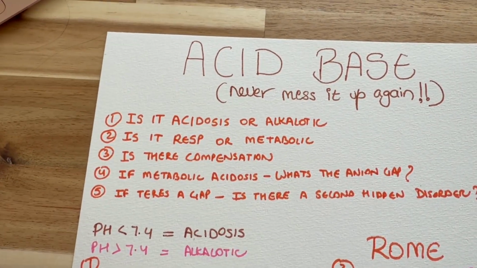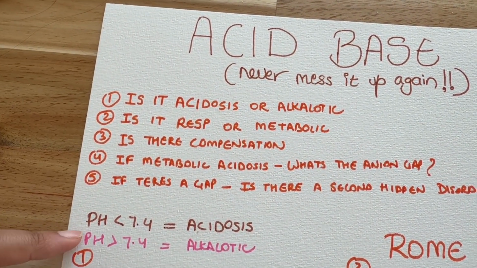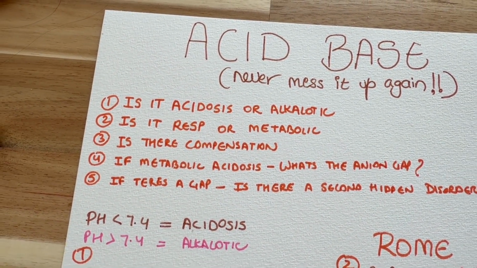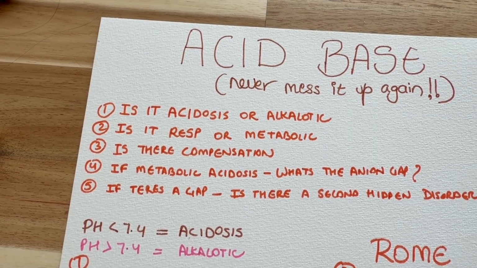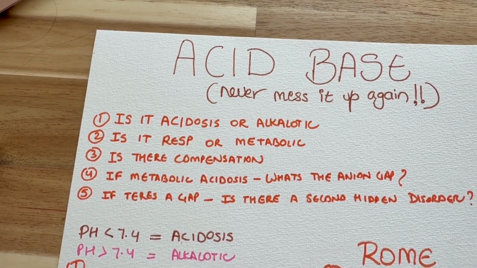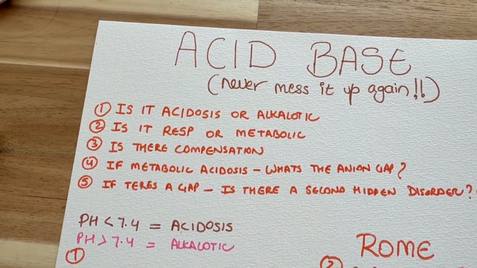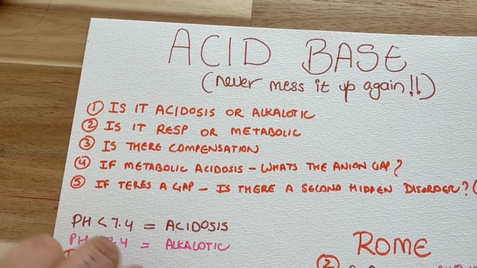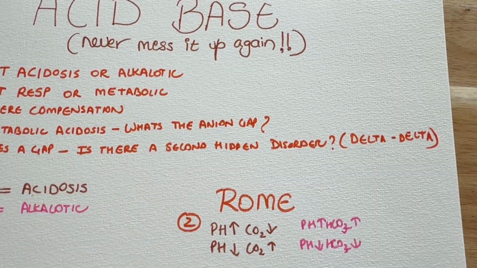First, this is basic. pH less than 7.4, acidosis; more than 7.4, alkalotic. Usually the range is 7.35 to 7.45, but for this framework, we'll split it at 7.4. Perfect, you got this.